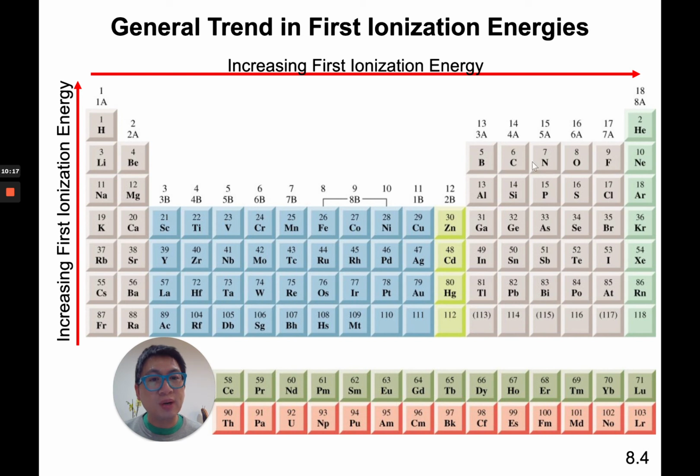So between gallium, boron, nitrogen, arsenic, nitrogen would have the highest first ionization energy. And of those four, which had the smallest first ionization energy? It would be gallium, the one that's furthest left and down.